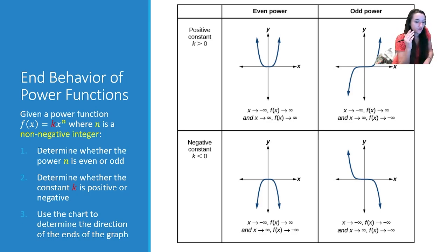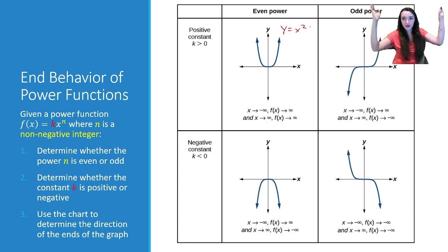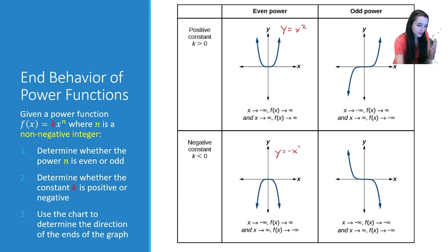So if we have an even power and a positive constant, for example y equal to x squared. We know y equal to 1x squared from our previous chapter means it's going to open upward, so we're going to have our arrows both facing up. Whereas y equal to negative x squared would be facing downward. It has a negative constant, but still that same even power of 2. So we are both facing down.